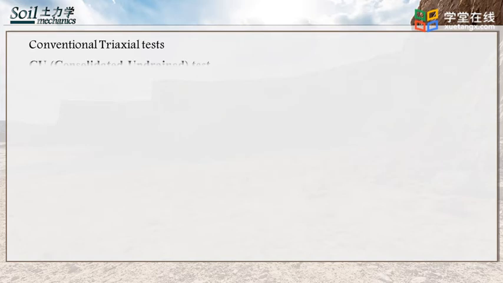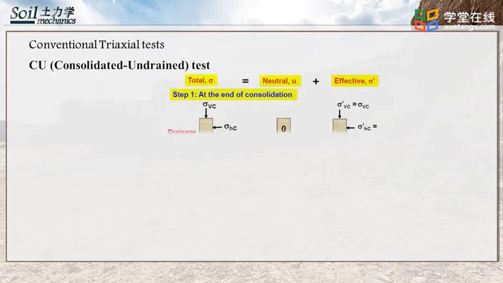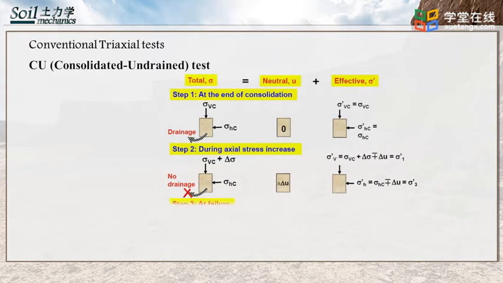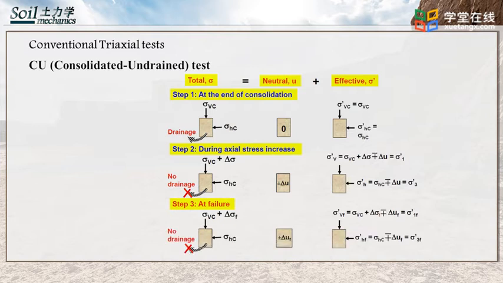In this lecture, we are going to learn part 2 of the conventional triaxial test. Now, let's have a look at the CU test. In step 1, its drainage is open, so there is no excess pore water pressure. As a result, its effective stresses equal total stresses.